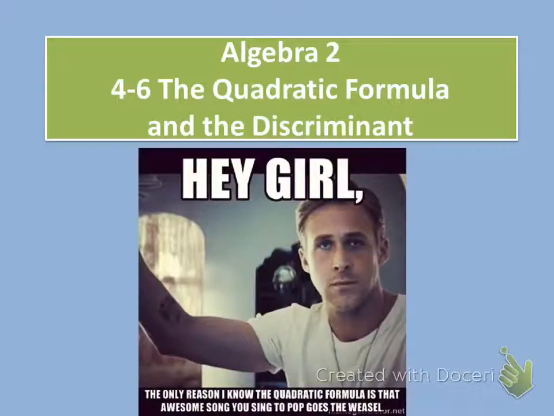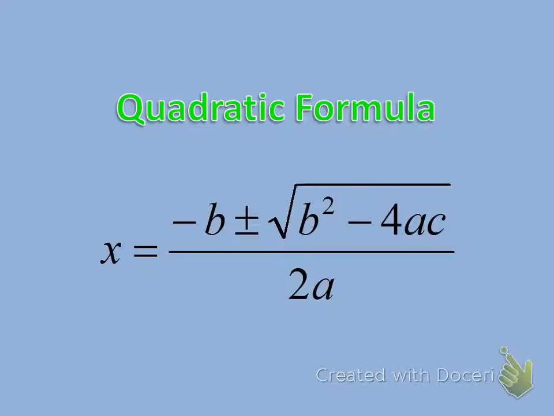the quadratic formula. And that's where this comes in. The quadratic formula is negative b plus or minus the square root of b squared minus 4ac, all over 2a. That will be given to you all the time.